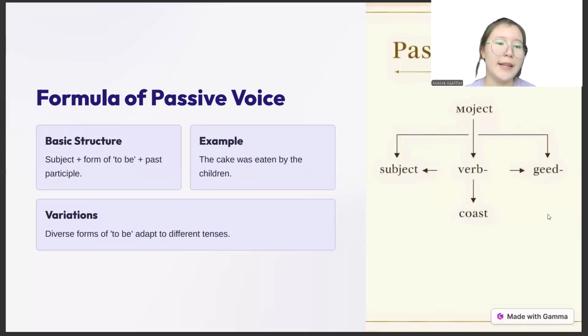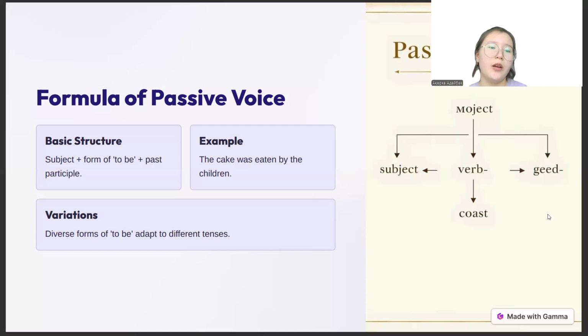Formula of passive voice again. The basic structure is subject, or the doer, plus form of to be, plus past participle. Subject can be I, you, we, they, he, she, it, or maybe someone's name, who knows. And the form of to be is also divided by the different tenses. In the present tense, we say am, is, are. In the past tense, we say was and were.